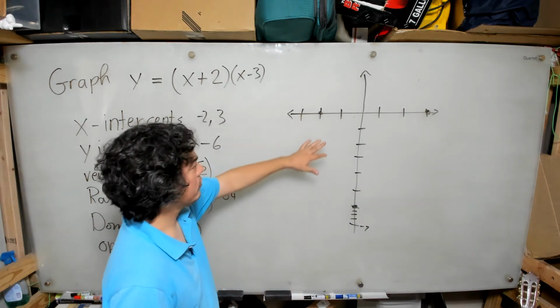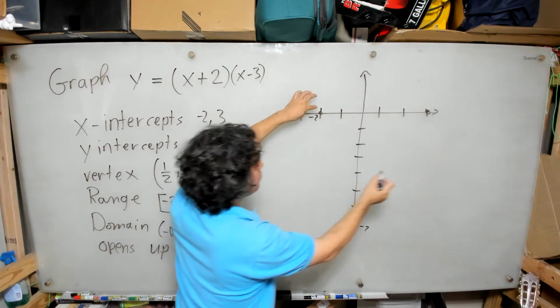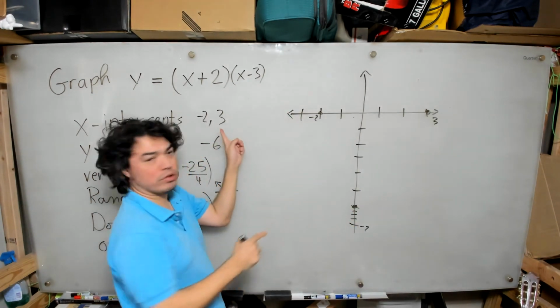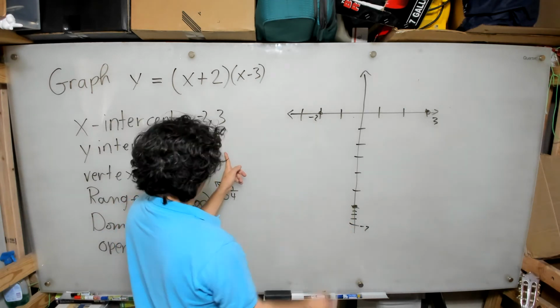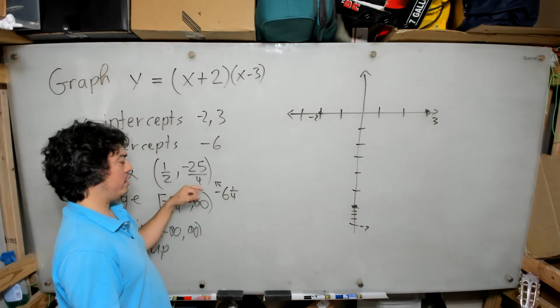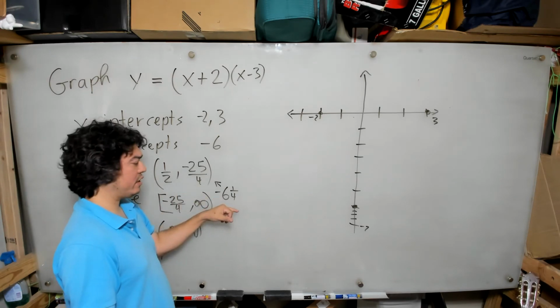Okay. So here, as you can see, I have the -2 right there. I have the 3 there. I have put my points there because those are the x-intercepts, right? I put my point here for my y-intercept. Now, my vertex is 1/2 and -25 over 4, which we saw simplifies to -6 1/4.